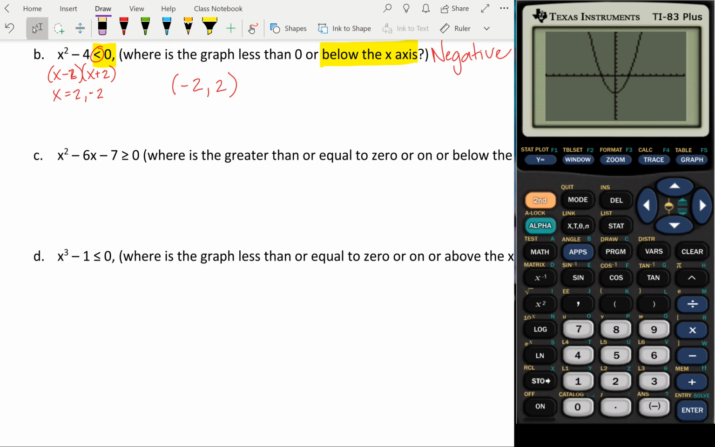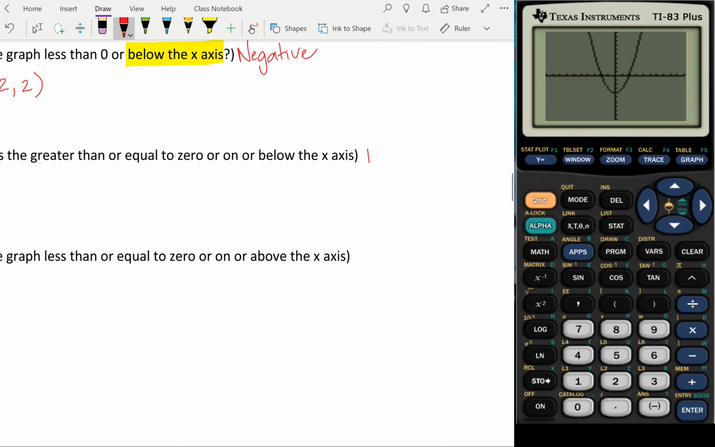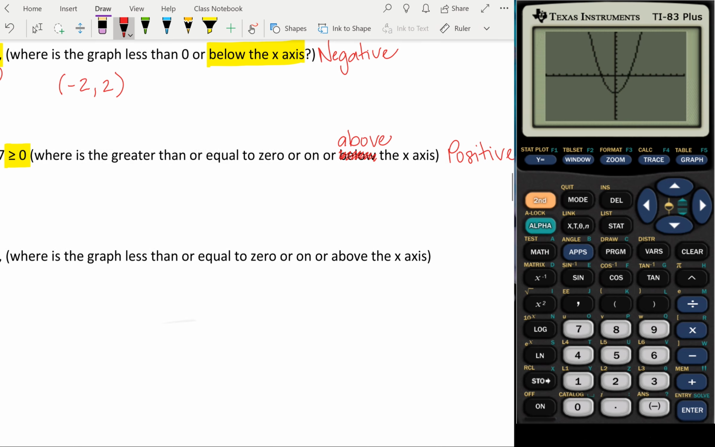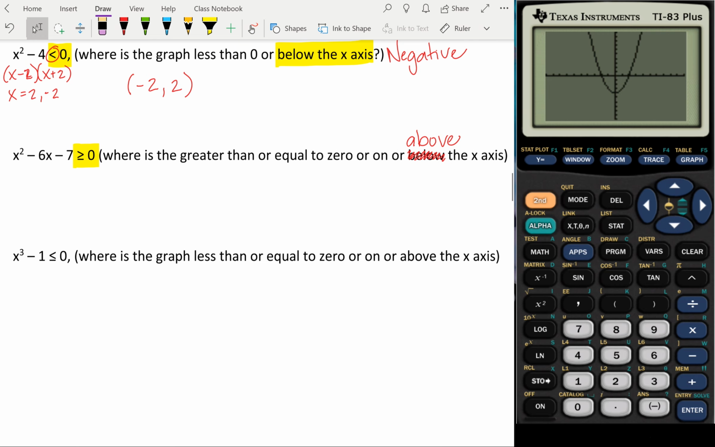Now look at C. We're looking, where is my polynomial greater than or equal to 0, meaning where are my answers positive? Or meaning, that's a typo, not below. Where are they above my x-axis? So we're going to plug it in. We have x squared minus 6x minus 7. We're going to take a look at our graph.